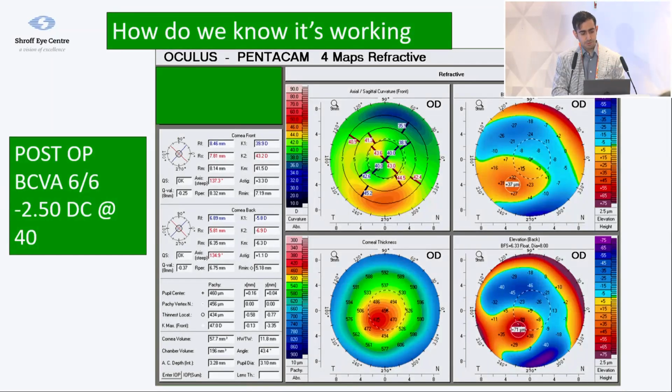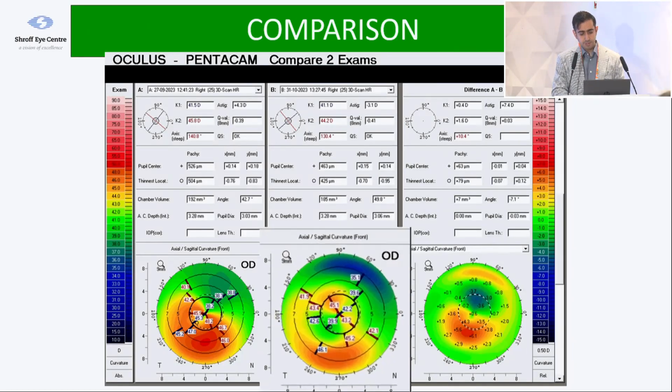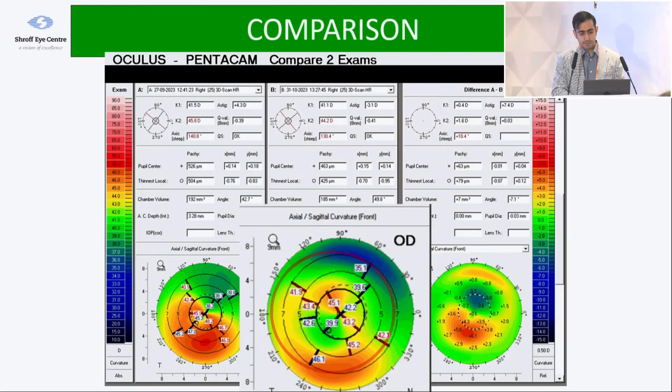So this is the post-operative result of this patient. You can see that the topography has got much better in terms of the regularization, although the corneal thickness obviously has reduced a little bit.